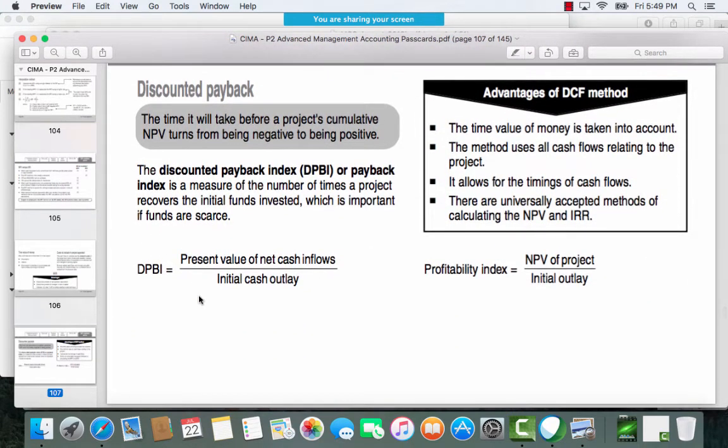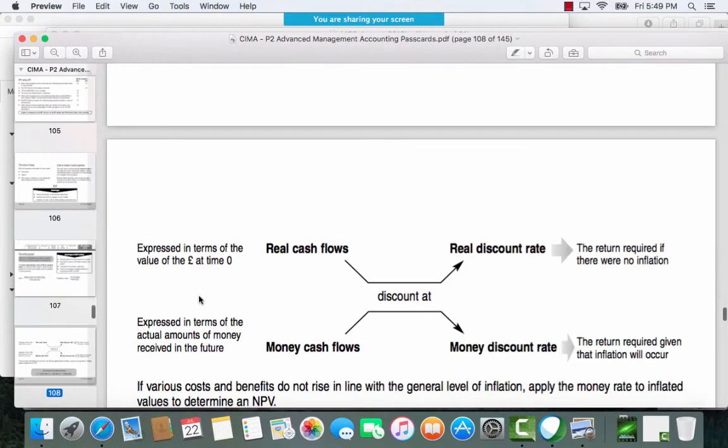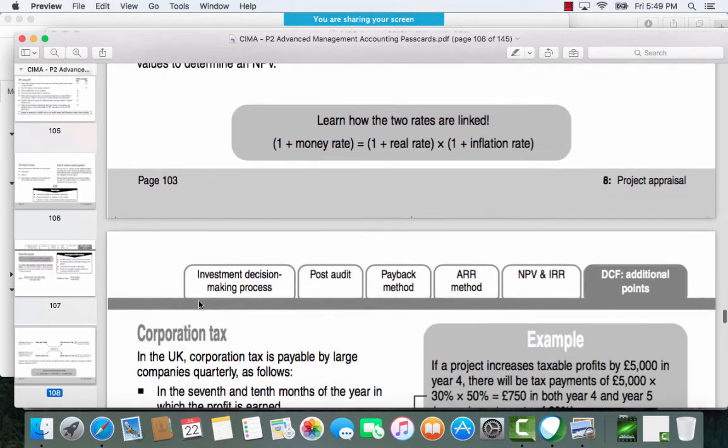We can also have discounted payback, right? Discounted payback is, we do the payback, we calculate it, however we use the discounting factors to calculate the payback as well.